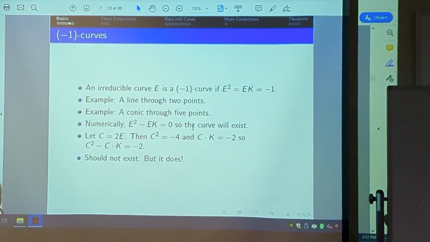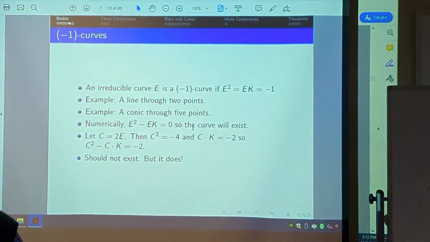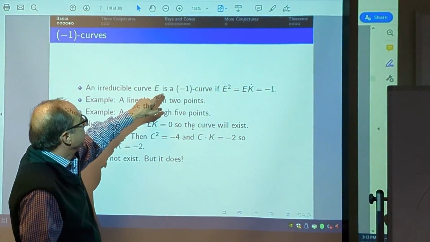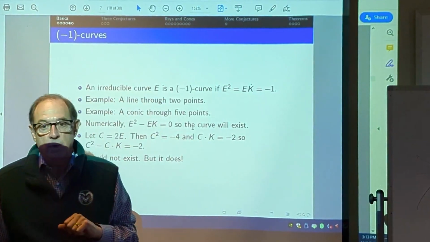All right. So it can happen that there are special curves that appear, that drive a lot of the geometry of this. We say that an irreducible curve is a -1 curve if the square and the intersection with the canonical class are both -1.